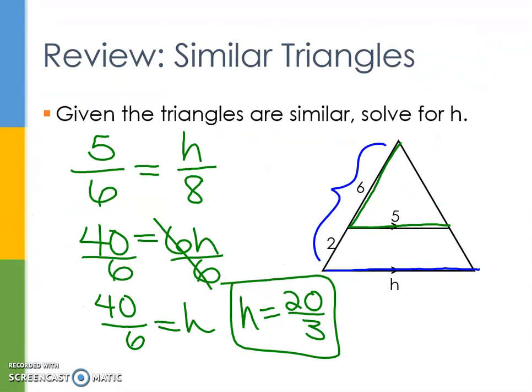Given the triangles are similar, solve for H. The ratio is 5 to 6. H over 8, because you want the bottom to the left side, bottom to the left side. The whole thing is 8, 6 plus 8. Cross multiply, 40 divided by 6 is 20 over 3. You can leave it as a fraction, and that is the H. You can also write it as a decimal and round.